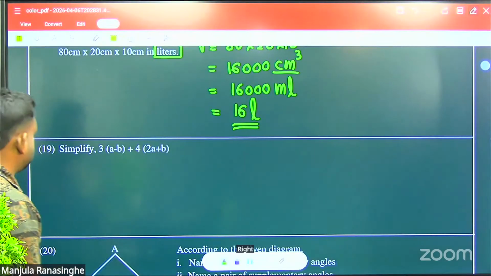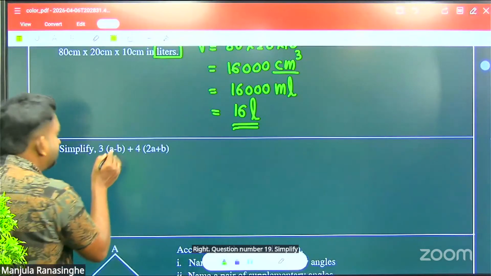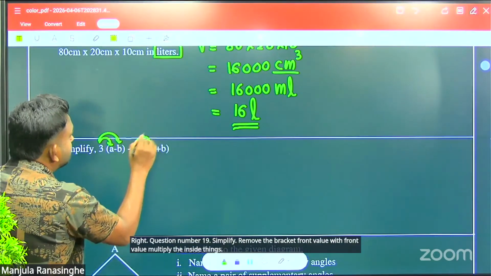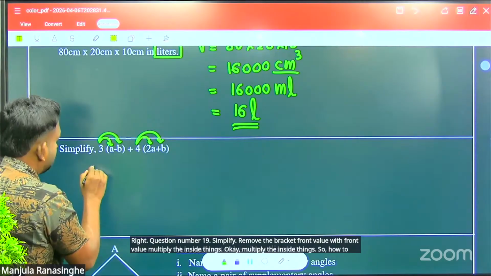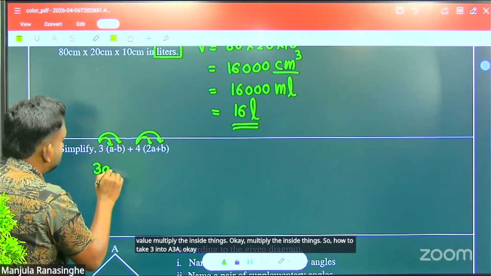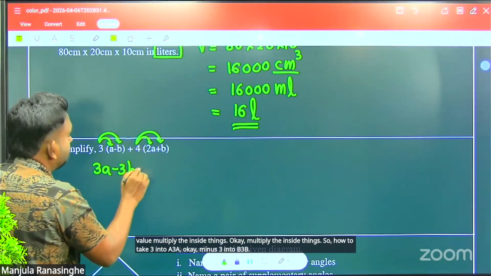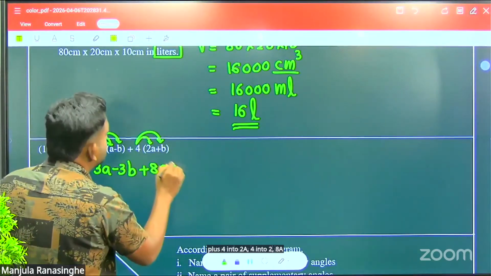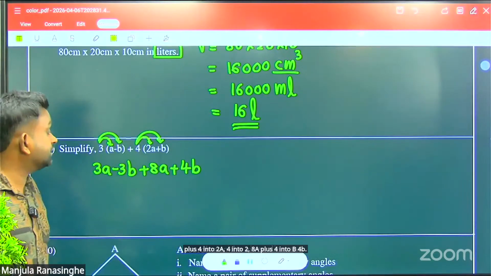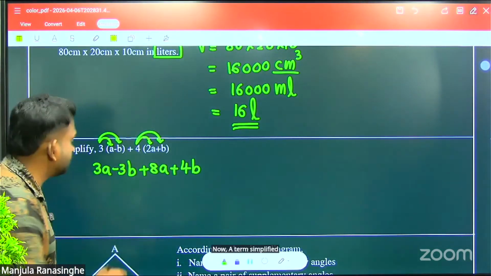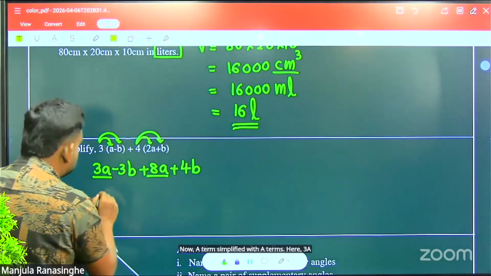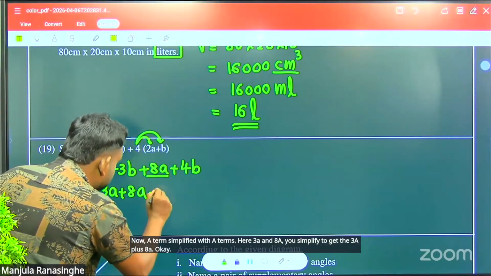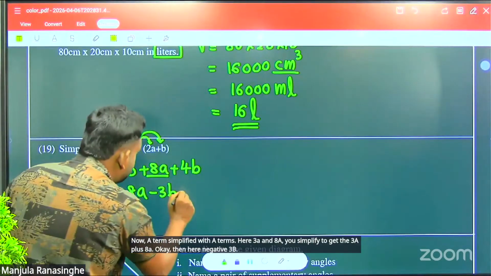Right. Question number 19. Simplify. Remove the bracket. Front value with front value, multiply the inside things. So 3 into A, 3A. Minus 3 into B, 3B. Plus 4 into 2A, 4 into 2, 8A. Plus 4 into B, 4B. Now A terms are simplified with A terms. Here 3A and 8A you simplify together, 3A plus 8A. Then here negative 3B and here positive 4B.